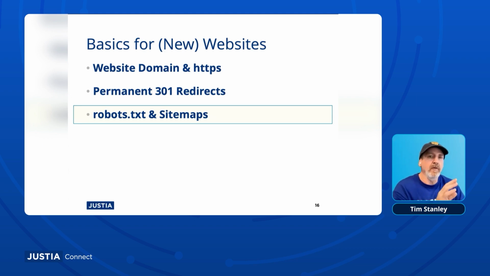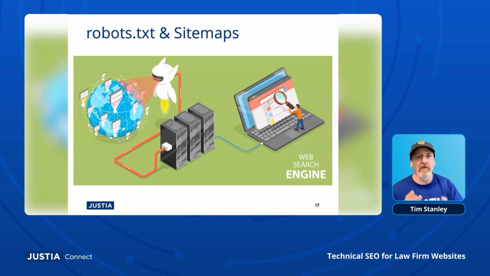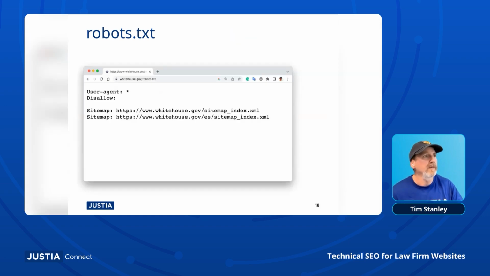The last thing to mention is robots.txt and sitemaps when you're setting up a new site. What these basically do is help the Google crawler understand your website. So robots.txt is a file that will be on your server. Sitemaps is a separate, normally XML file that'll list out your pages.